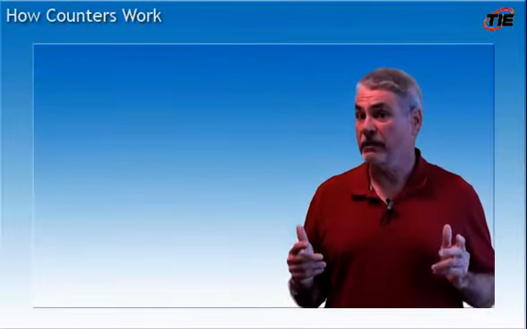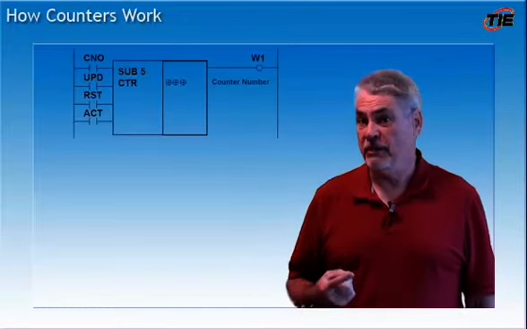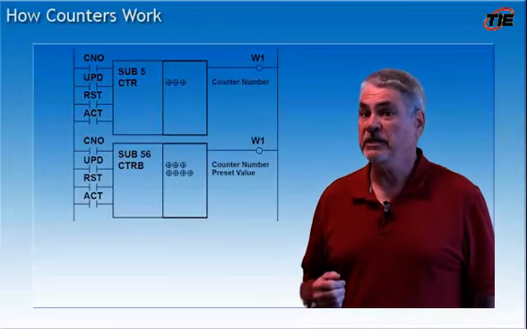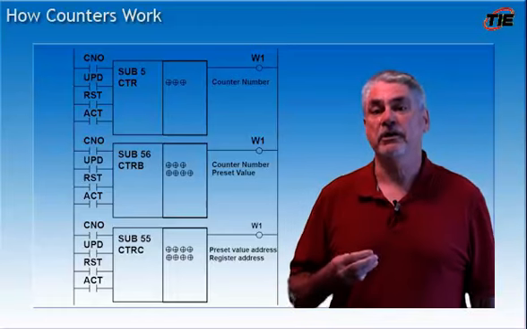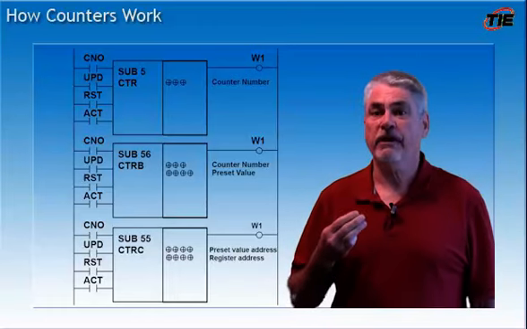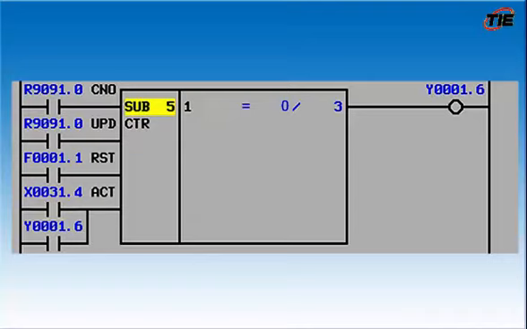Now it's time to talk about counters. We will discuss three basic counters. There are the CTR sub 5 variable counter, the CTRB sub 56 fixed counter, and the CTRC sub 55 variable counter. Counters, like the timers, are triggered by an action command. Every time that the ACT signal transitions high, it will increment the counter value by 1. Once the incremented value is equal to or greater than the preset value, the counter will turn on an output.